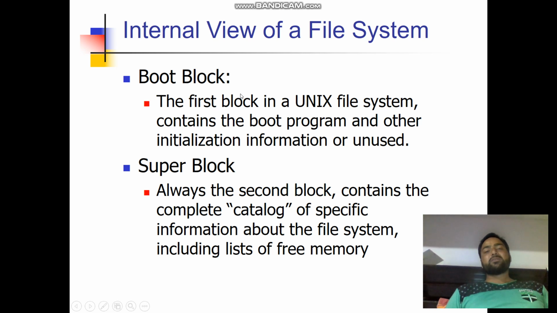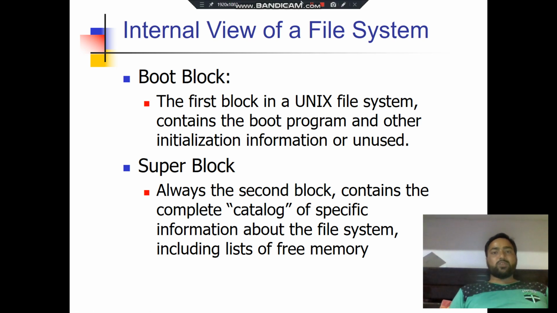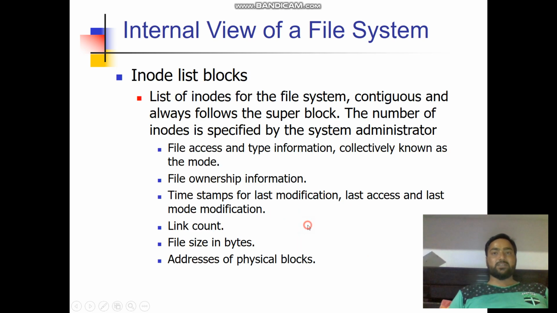Then we are discussing the internal view of a file system. First one is the boot block. The boot block is the first block in the Unix file system that contains the boot program and other initialization information that may be used or unused. Then another is the super block. It is always the second block in the partition, which contains the complete catalog of specific information about the file system, including the list of free memory, that is, how much memory space is available in this particular partition.